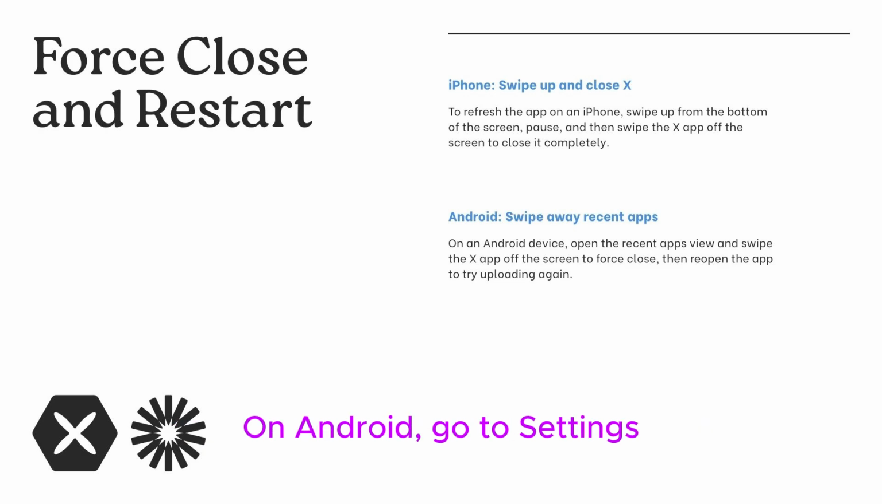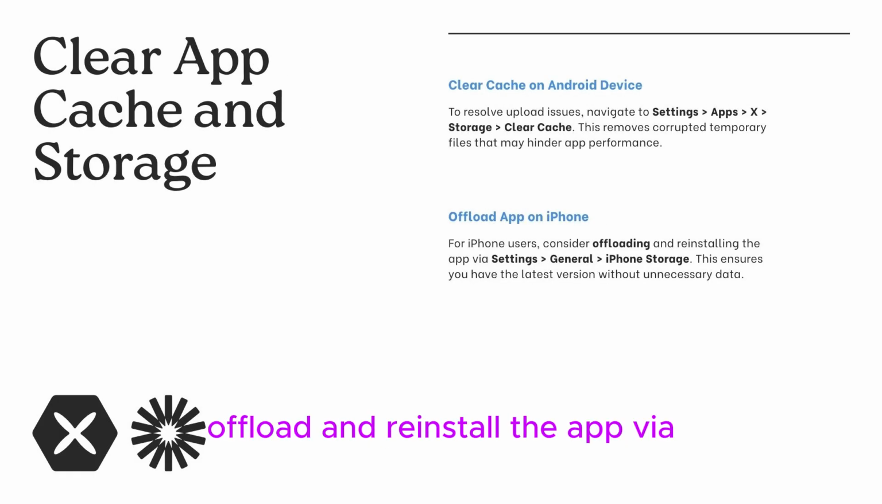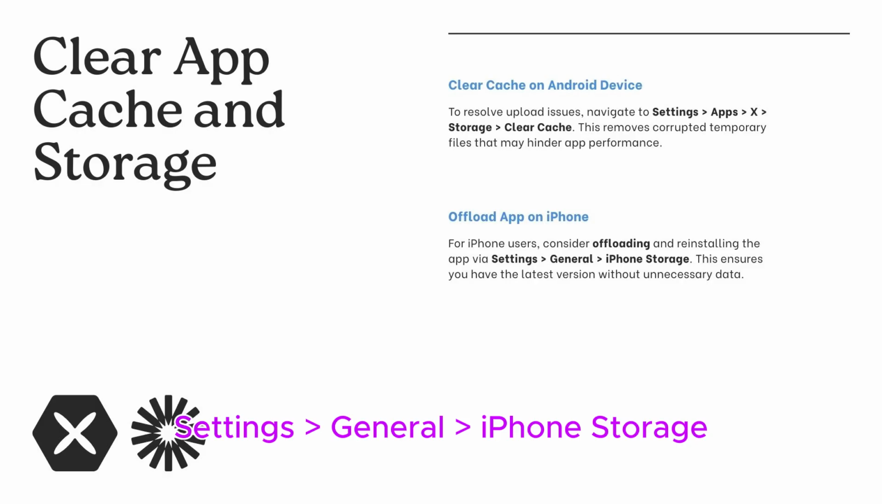Clear the app cache. On Android, go to Settings, Apps, find X, tap Storage and tap Clear Cache. On iPhone, offload and reinstall the app via Settings, General, iPhone Storage.